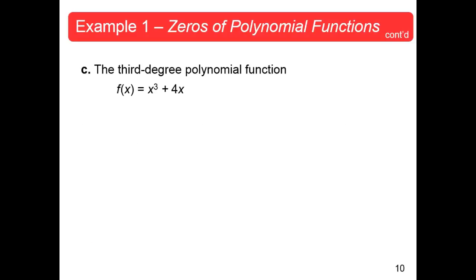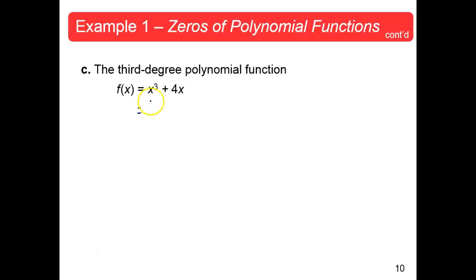Okay? How about this one? How many zeros do you think we're going to have? 3, exactly 3. Complex zeros. They could all be real or not. What would you do first?